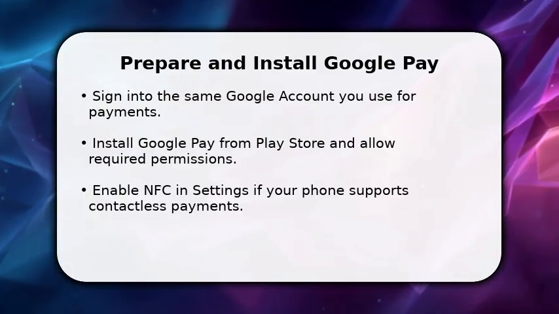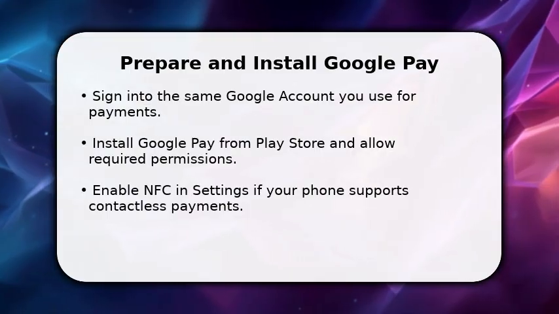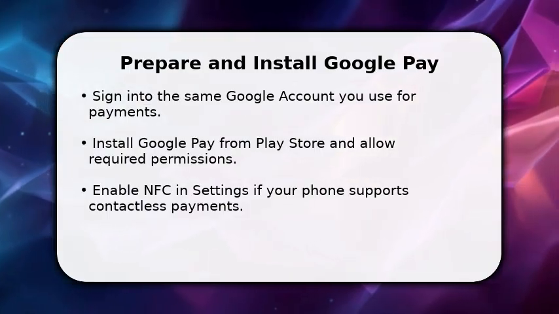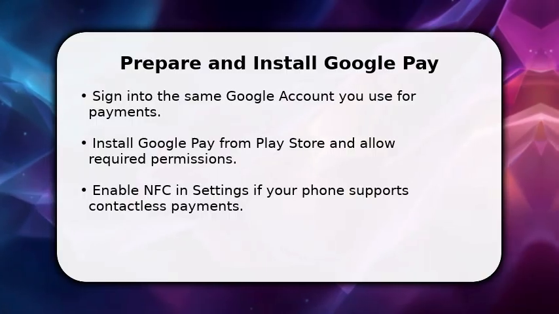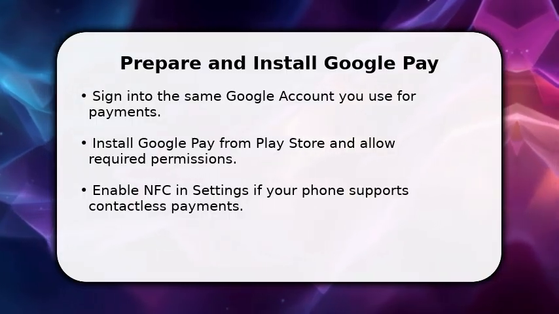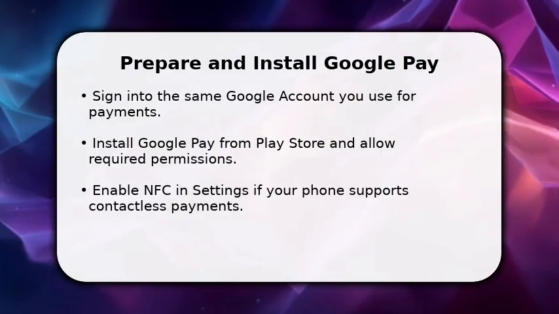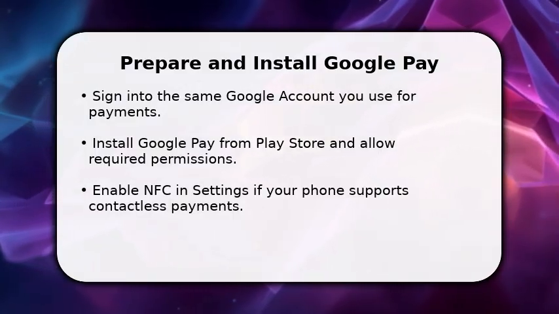You start by signing into the Google account that already has your payment info. This preserves cards and offers. Once signed in, install Google Pay from the Play Store and grant camera, contacts, and payment permissions so the app can add cards and verify identity.